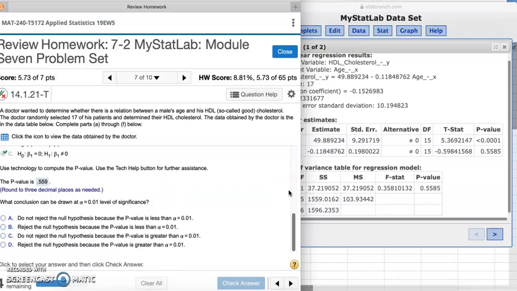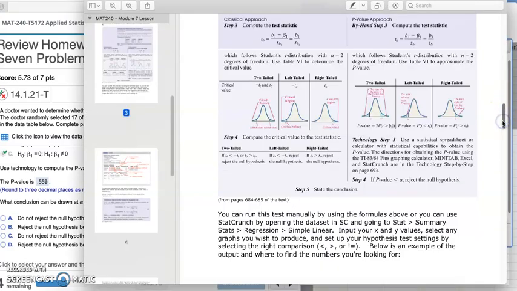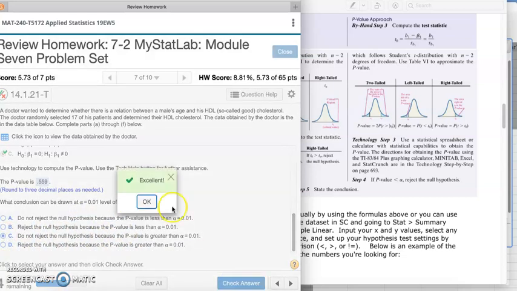All right. What conclusion can be drawn at the alpha equals 0.01 level of significance? Well, let's go back to our thing here. From all of our hypothesis testing, we know that if the p-value is less than alpha, we reject the null hypothesis. So going back here, our p-value is 0.559 and our alpha is 0.01, which is much bigger than our alpha. Our p-value is much bigger than our alpha. So in that case, we do not reject the null hypothesis because the p-value is greater than alpha. So that's option C. Check answer.